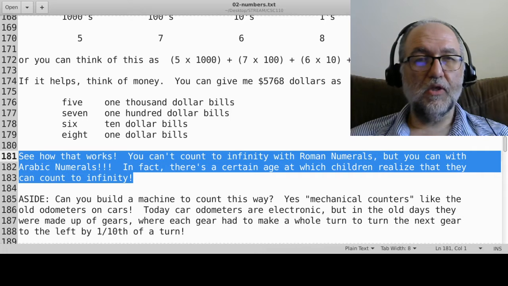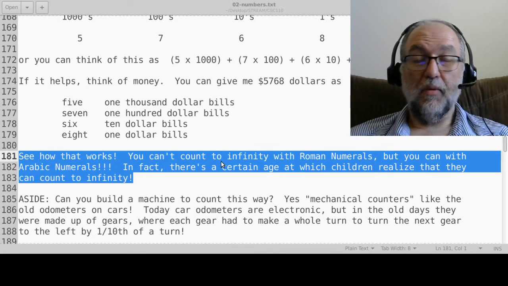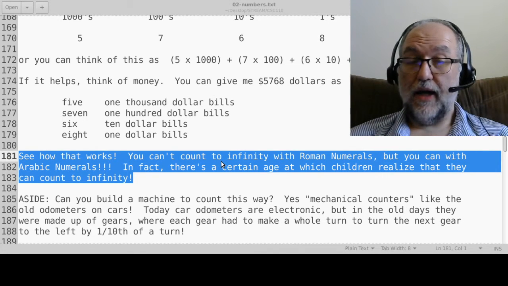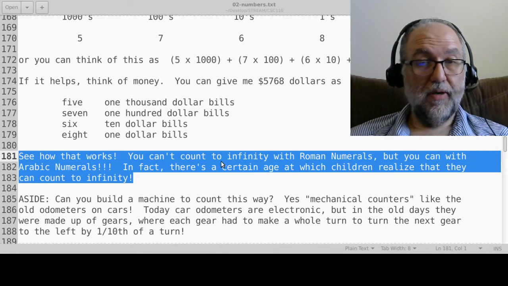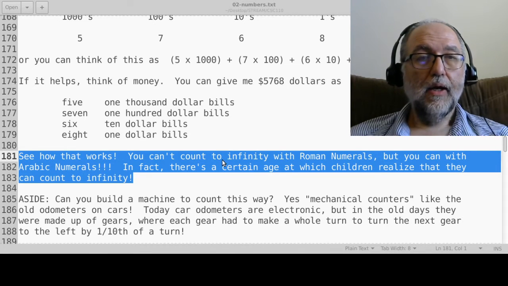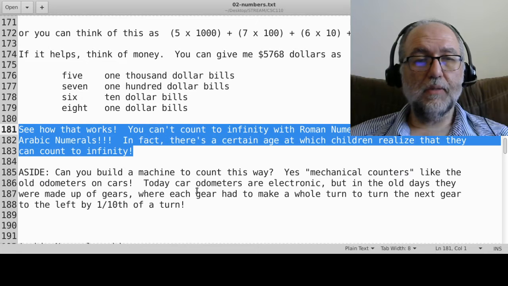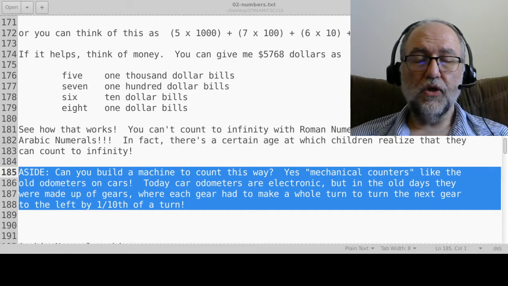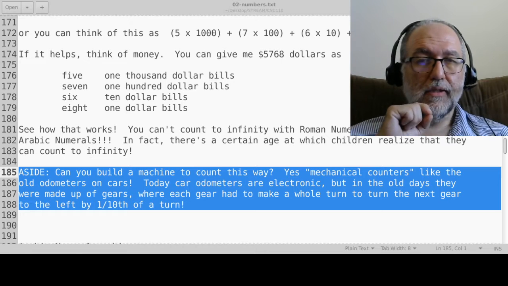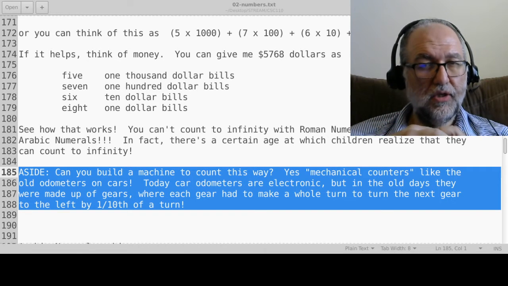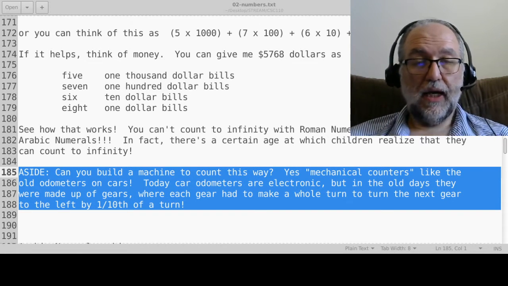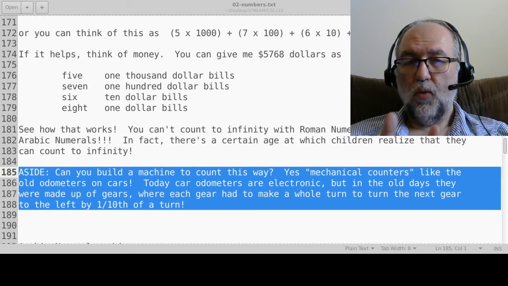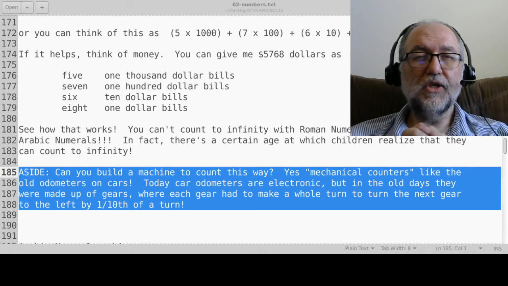Why was this wonderful? I think I said it already. You can count to infinity, and as you'll see, you can do arithmetic a lot better, a lot easier. It's not just easier for our minds. When we make the transition to a mechanical machine, the easier we can make the operation, the better.